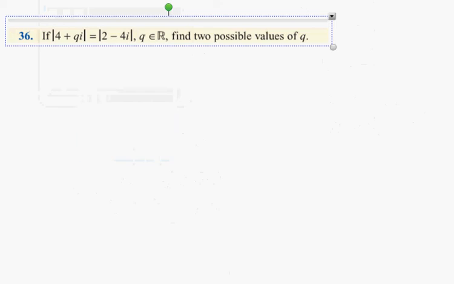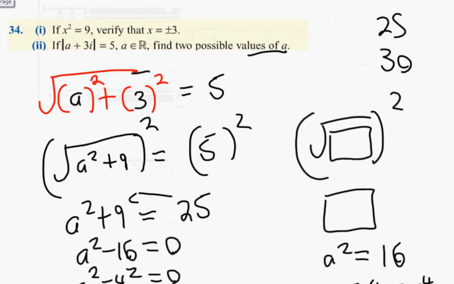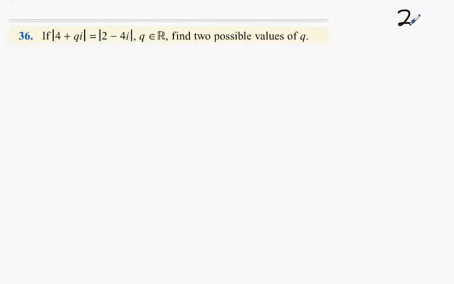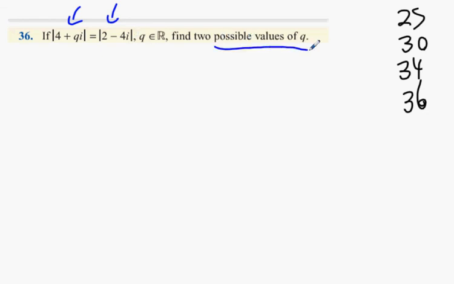Okay, guys, so we've done 25, 30. We're on 30, we've done 34, now we're on 36. 36 is the same deal. It wants me to do the modulus of both sides. How do I know that? The lines mean they want me to do the modulus of both sides. And then it also asks me to get two different values of q. So here's what you're going to do.